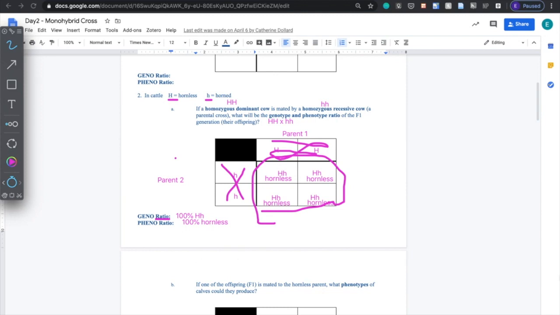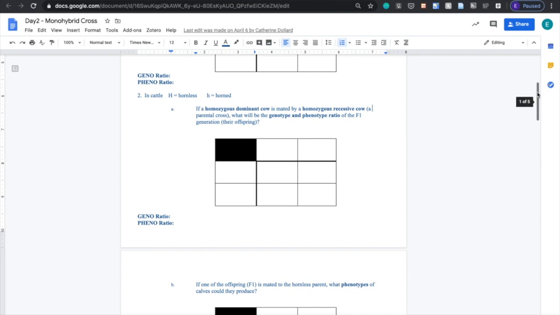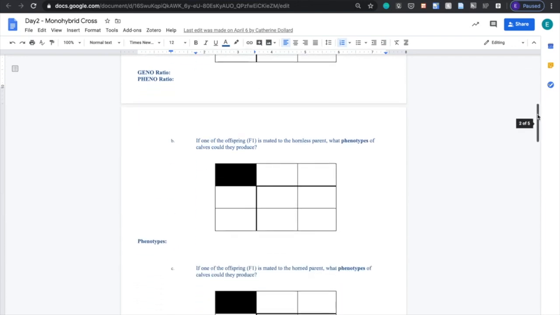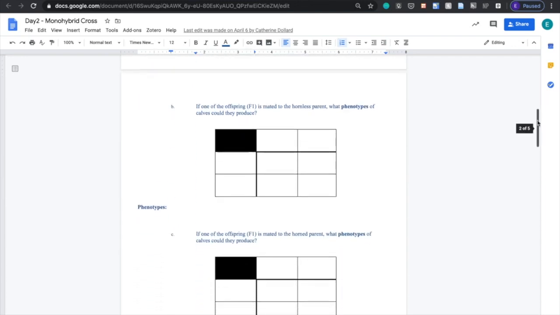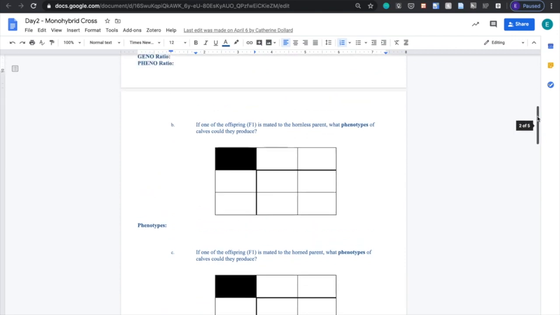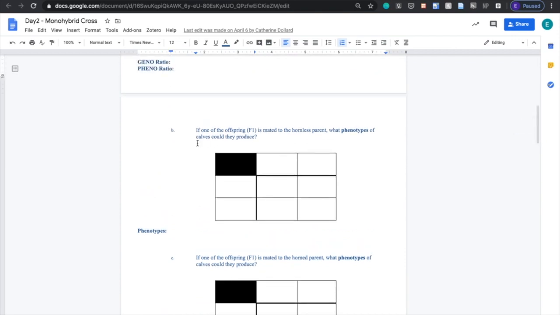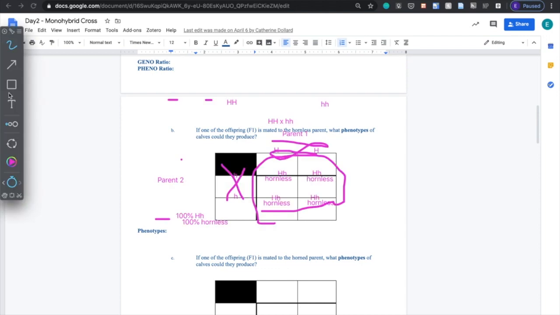Okay, so now we're gonna scroll down to part B. And so in part B, it gets a little bit more complicated. It's saying if one of the offspring is mated to the hornless parent, what phenotypes would they produce? And yes, it's a little bit of incest, but just bear with me. So we want to remind ourselves that the F1 generation is 100% heterozygous and 100% hornless, right?